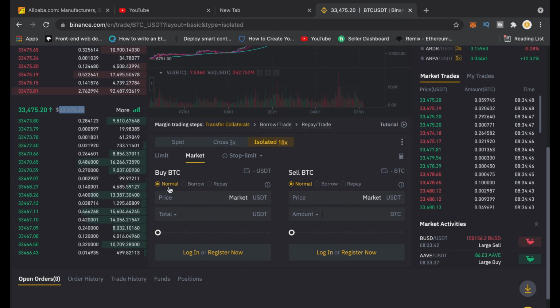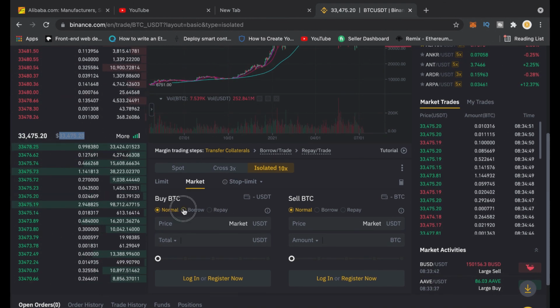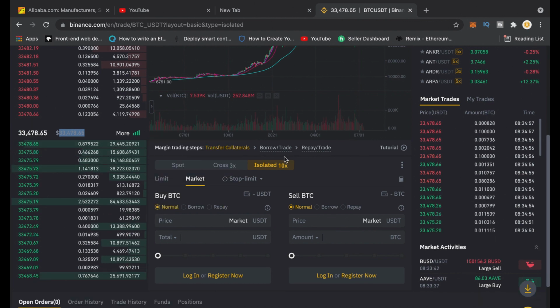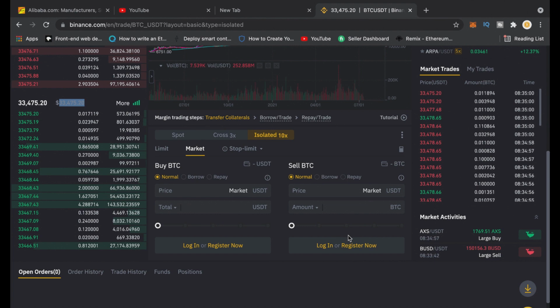So you can actually, this is like margin trading, right? You can borrow funds and repay and stuff like that. But all this can be done when you are logged in on this platform.